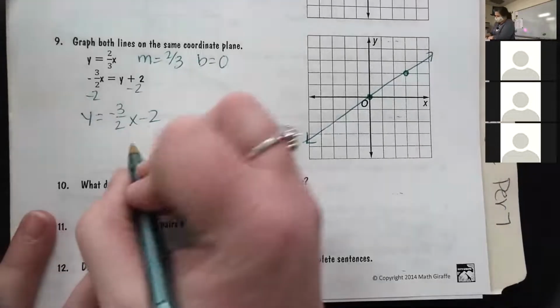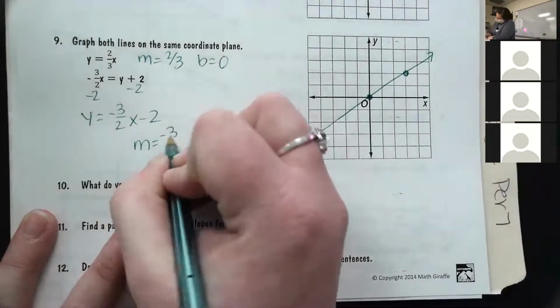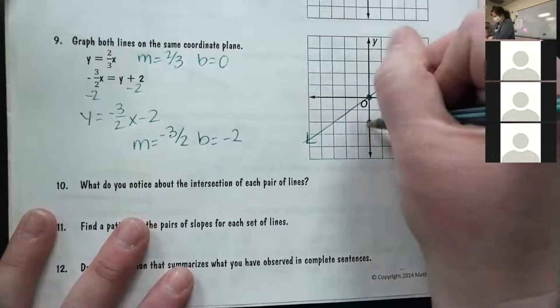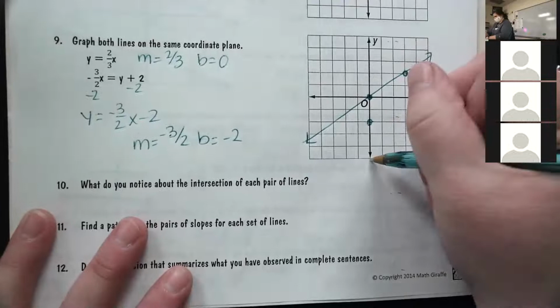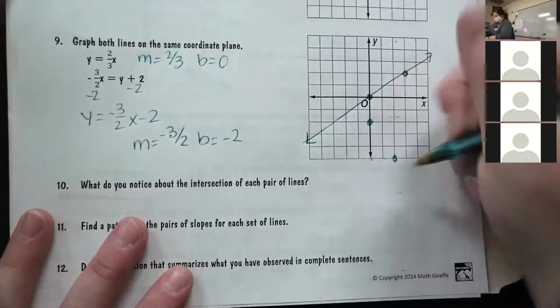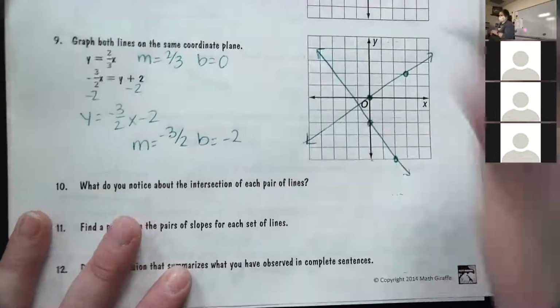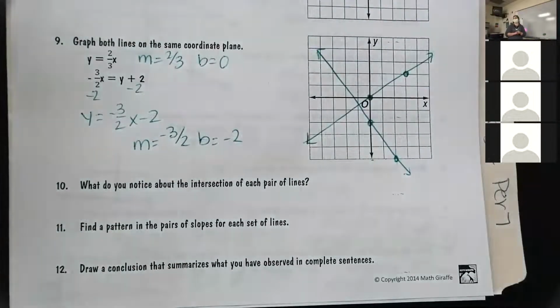What's M? Negative 3/2. What's B? Negative 2. Oh, beautiful. Let's start at negative 2. Down 3/2 because it's negative. Always go to the right. Oof, that one looks really nice.